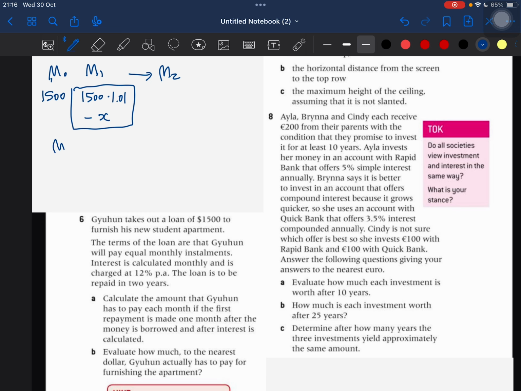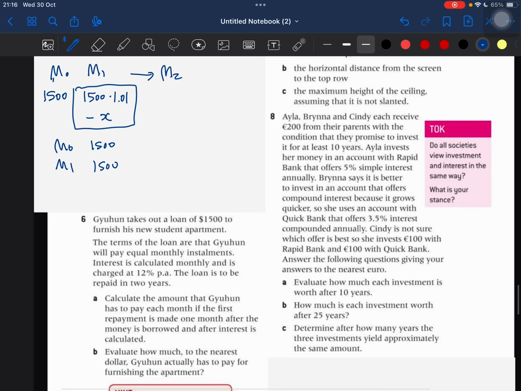So now M1: 1,500 times 1.01 minus X. So this is how much I need to pay again. So all of this value changes its value with 1% interest. So this is how much I need to pay. And I pay another repayment. So this is the amount after I repay.